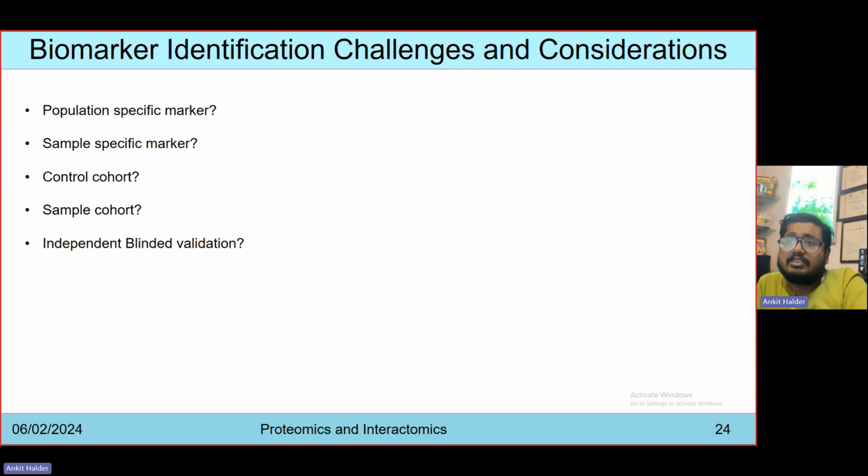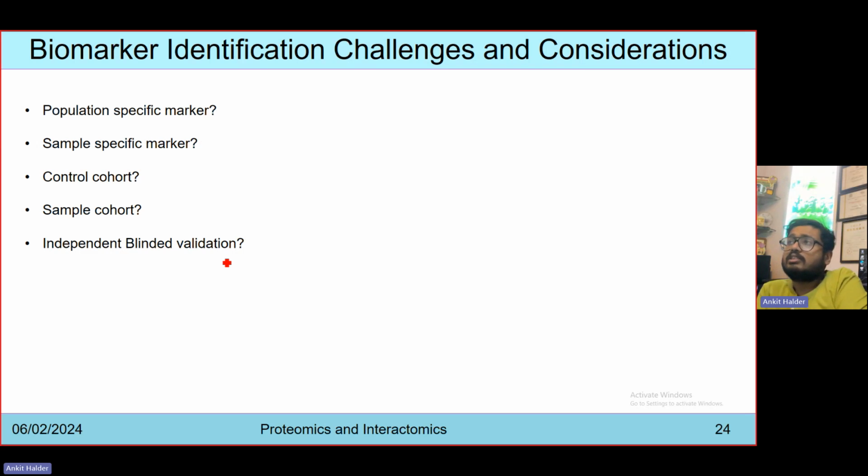So as I mentioned, whether it is a population specific marker only, or it is a global marker which is expressing across the cohorts, and which should be present across those particular things. Then, is it a sample specific marker, or just tied to a specific sample preparation that gets the markers done, or is it just a control cohort, or just getting tagged with the sample cohort.